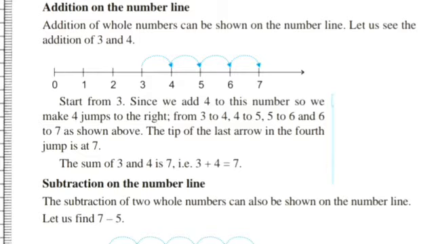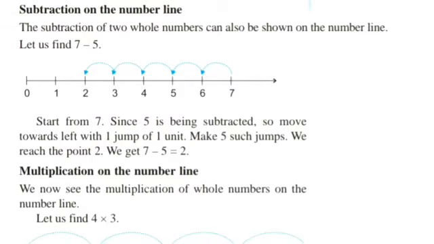As shown above, the tip of the last arrow in the fourth jump is at 7. The sum of 3 and 4 is 7. That means 3 plus 4 is equal to 7. We will learn subtraction on the number line.